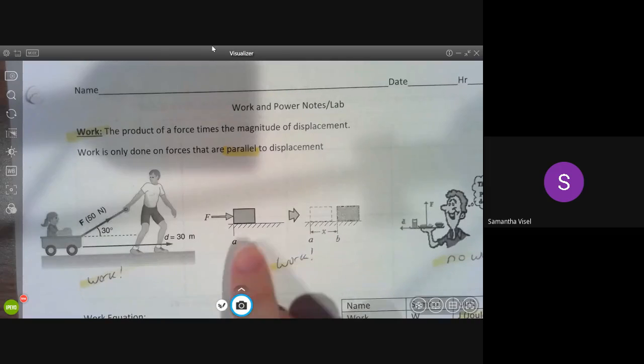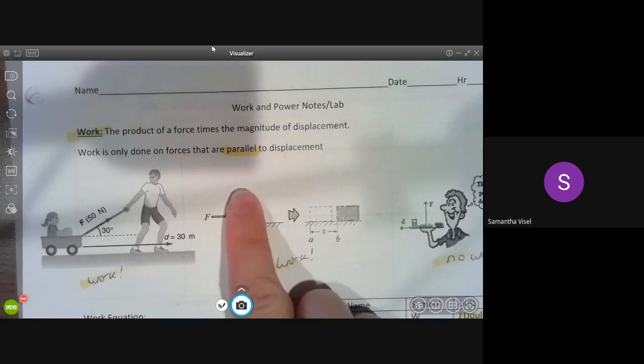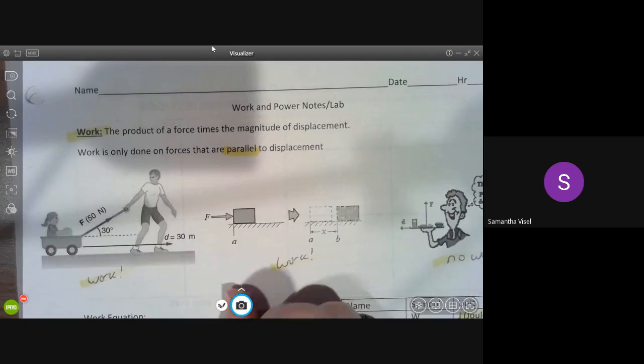Or if I was doing the opposite, I push from the bottom to try to move the box up, and then the box actually moves up. So I'm applying a force upwards, box moves upwards, that's parallel with each other as well, the same direction.